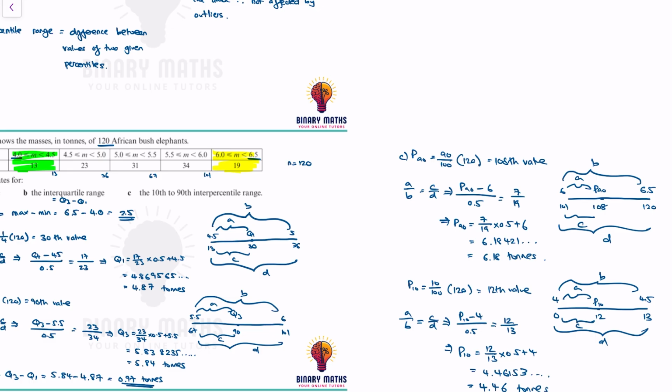So I'm working out the 10th to the 90th interpercentile range. So it's P90 take away P10, which is equal to 6.18 take away 4.46, which is equal to 1.72 tons.